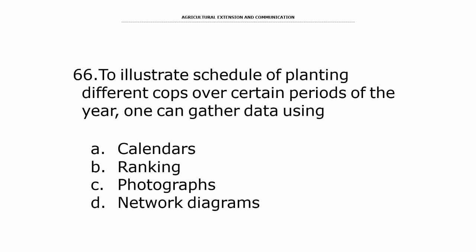Number 66. To illustrate the schedule of planting different crops over certain periods of the year, one can gather data using A. Calendars, B. Ranking, C. Photographs, or D. Network diagrams. The answer is calendars.